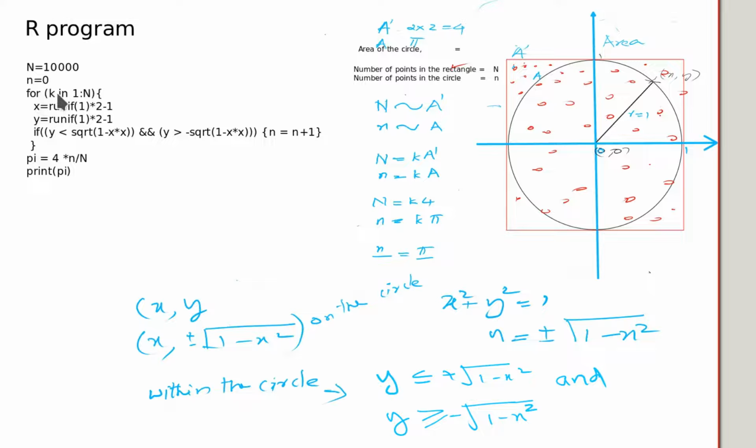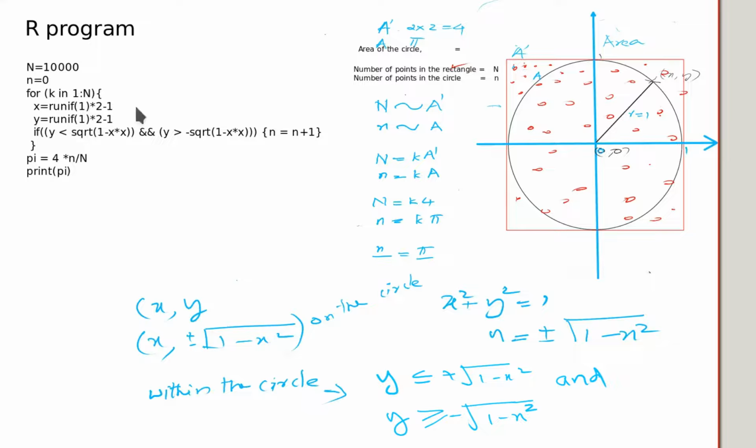So for k equal to 1 to N, that means we are going to generate N points. For each point we need a code. We need x coordinate and y coordinate. That means we need two random numbers. So x is equal to runif(1). That means it will generate a uniform number. Usually when you generate a uniform number in R, that will lie between 0 and 1. Any uniformly distributed random number generated by runif(1) means we are generating only 1 point, and that will be between 0 and 1.